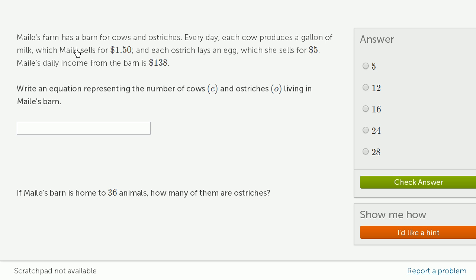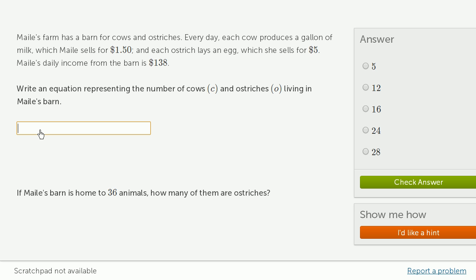Maylee's farm has a barn for cows and ostriches. Each day, each cow produces a gallon of milk, which Maylee sells for $1.50, and each ostrich lays an egg, which she sells for $5. Maylee's daily income from the barn is $138. Write an equation representing the number of cows and ostriches living in Maylee's barn.